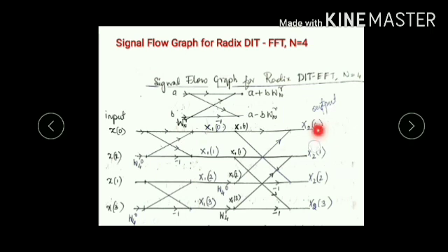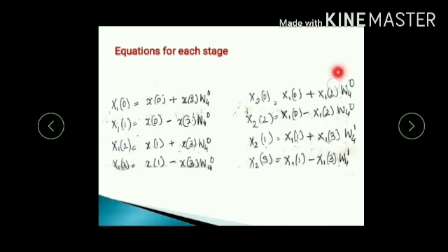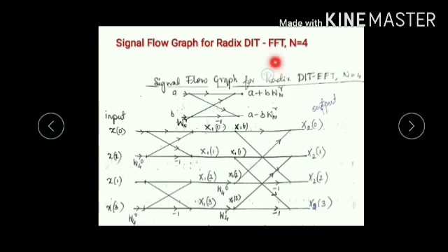Similarly, in order to calculate x2 of 1, I'll take x1 of 1 plus x1 of 3 into W41. And to calculate x2 of 3, which remains, it is x1 of 1 minus x1 of 3 into W14. So these are the equations. If you can understand the butterfly structure, this is one single butterfly structure of DIT FFT.